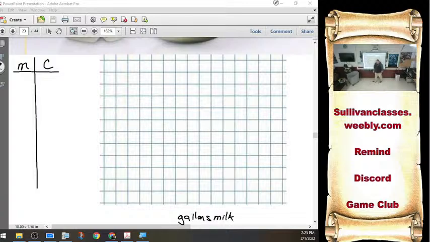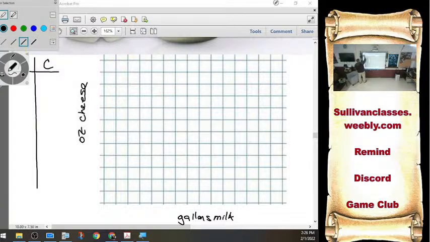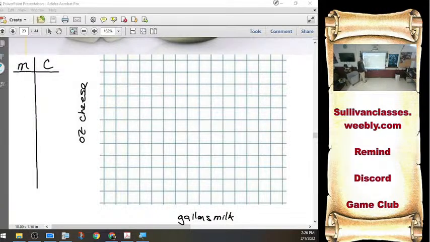And this is how many what cheese? Ounces. Okay. So just like we were doing before, does it make sense that I can have -2 gallons of milk? No. So where should I start my table? Okay, start at 0 because I could have no milk makes no cheese. Okay, start there. And then start filling in the table.